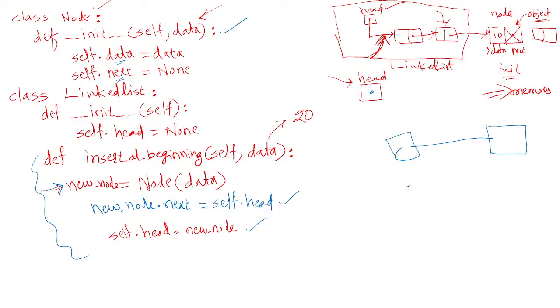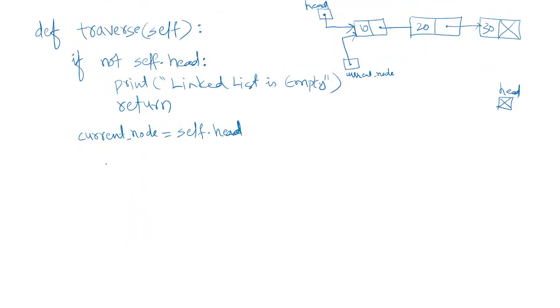Whereas new node and current node are variables of this function, just a variable defined inside the function, a local variable of this function. So self is not required. This differentiation you should understand. So current node is equal to head. Now current node is pointing to the first node.